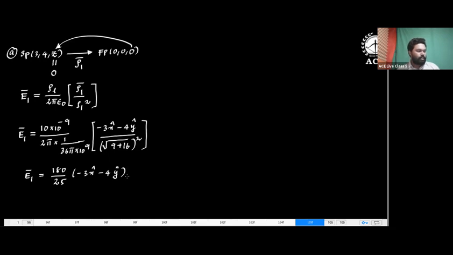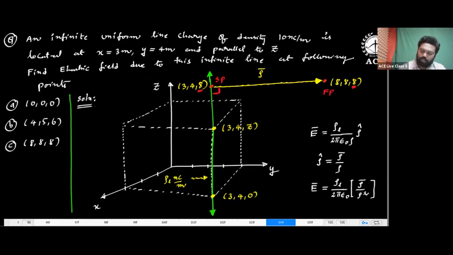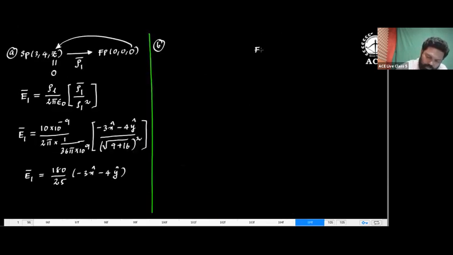Similarly, what you can do, you can find out the second part of the question. What happens for the second part of the question? The field point is 4, 5, 6. What is the source point? 3, 4, Z. To get a perpendicular distance, what should I do? I should maintain the same Z value, yes or not? That means to get a perpendicular distance, I should maintain the same Z value. Here it is 6. Here it is rho 2 vector.